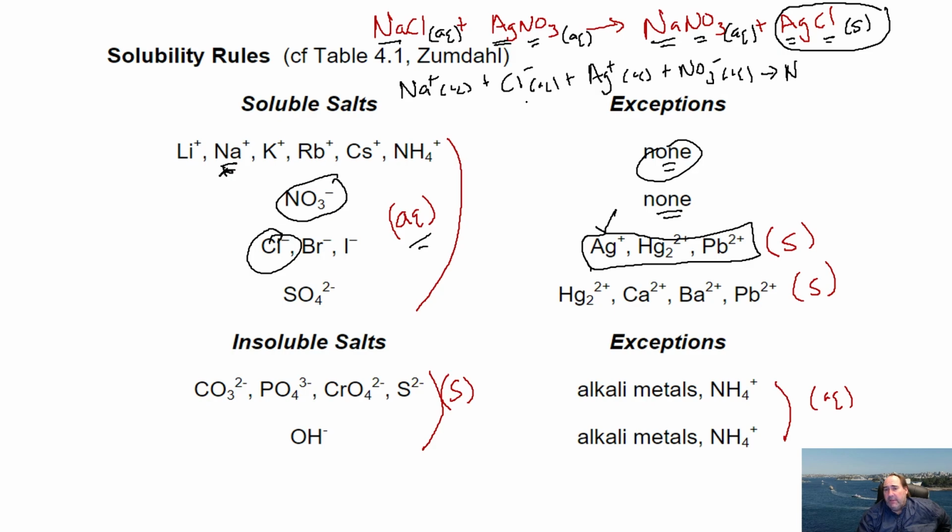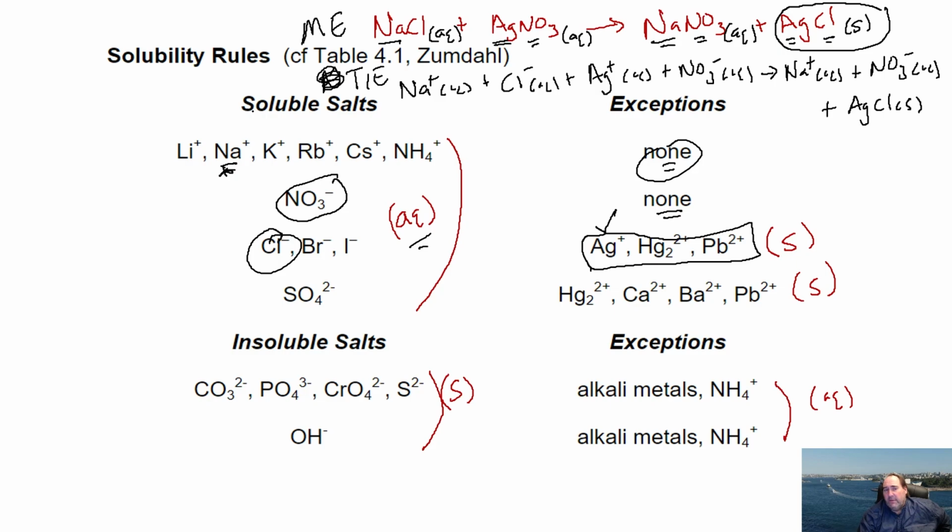Our sodium nitrate on the other side would break apart completely. And our silver chloride is going to go underneath, will stay together as it's a solid. That would be our total ionic equation. So this would be our molecular equation.